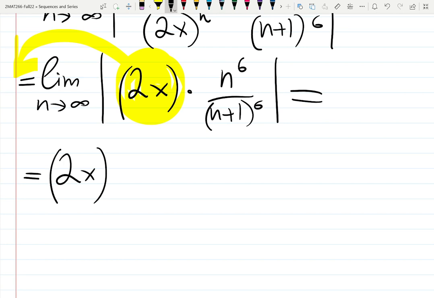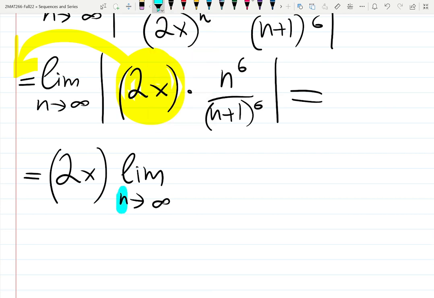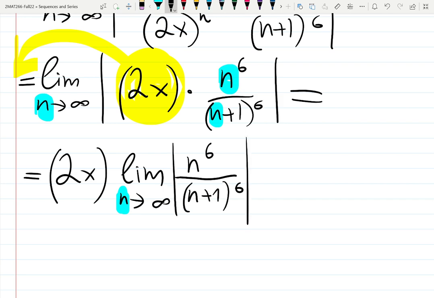I'm kicking 2x outside of the limit because the limit cares only about n. Let me put it in some kind of amazing blue color. n is moving. x is not moving when you talk about the limit. So you only need to find this limit. And you don't need absolute value for n, but there is a mistake here. Did you notice?